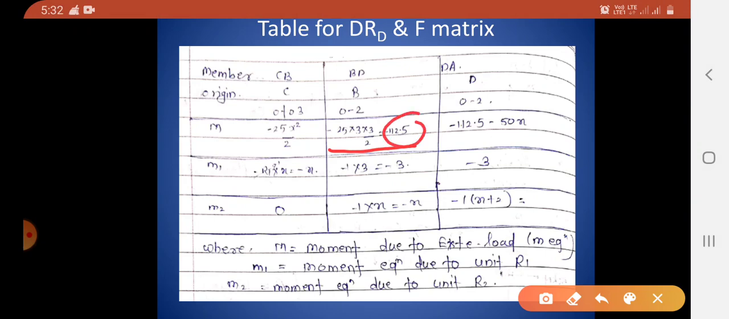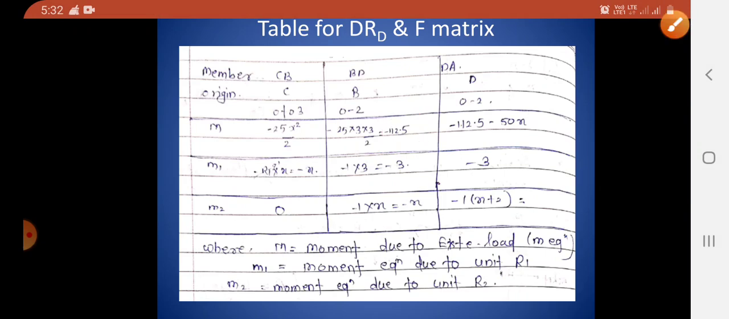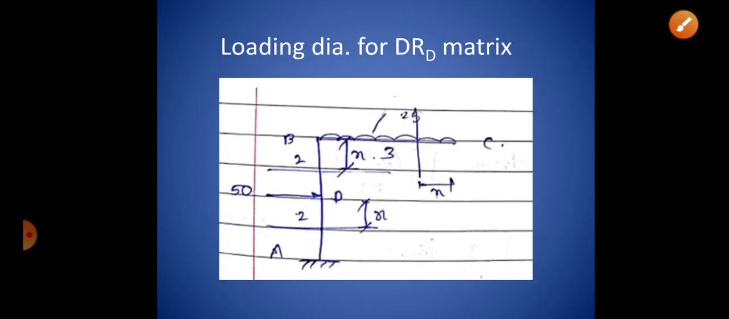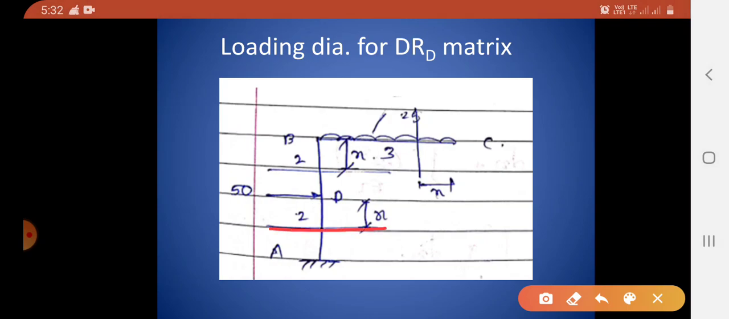minus 112.5. Okay, then we will go to the third part and take section 3 in part DA. Again consider the right hand side of the section.